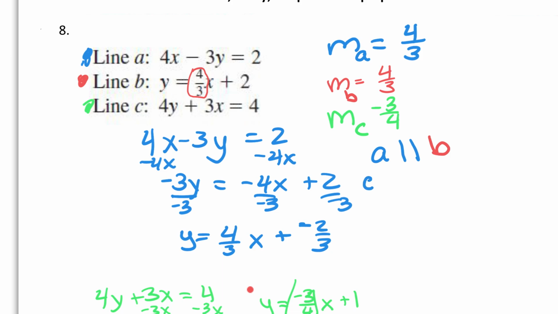Line A is perpendicular to line C because 4/3 is the opposite reciprocal of negative 3 over 4. And because A is parallel to B and A is perpendicular to C, we can also conclude that B is perpendicular to C.